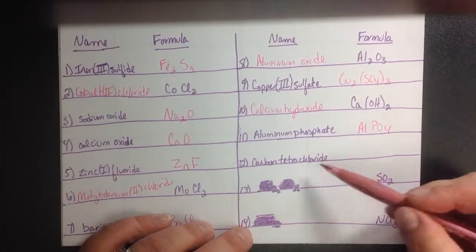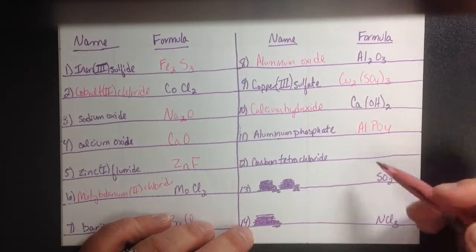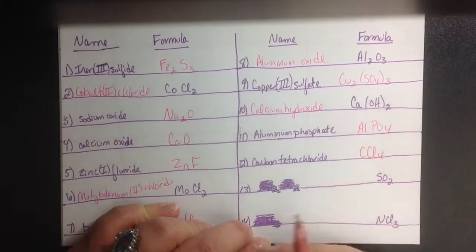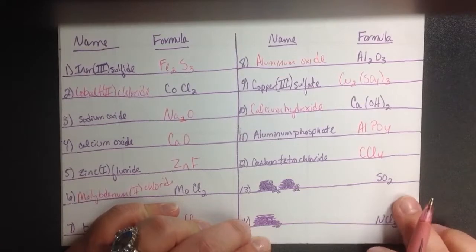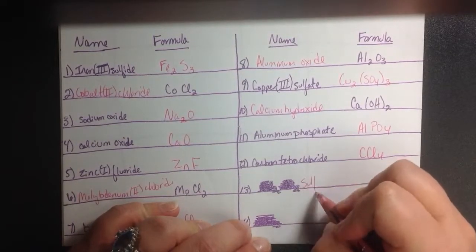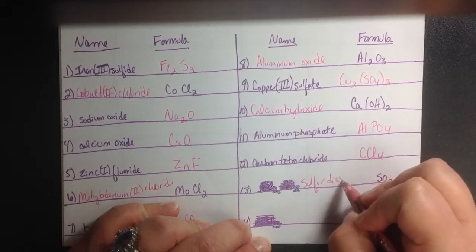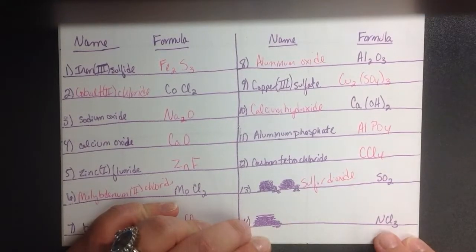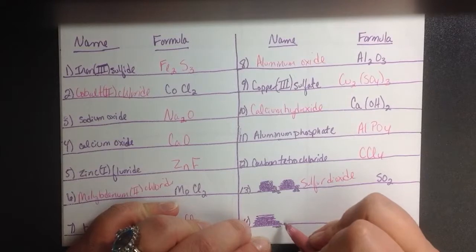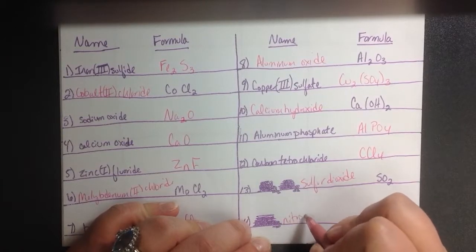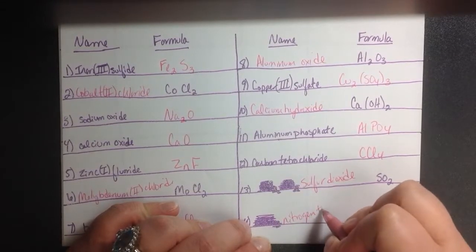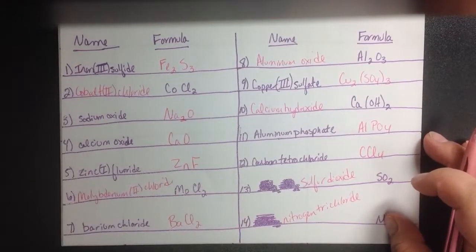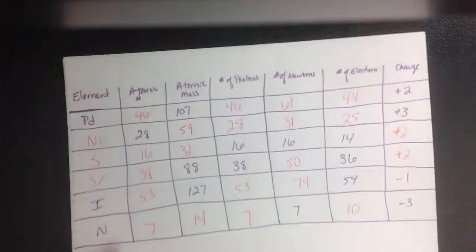Now we've moved on to covalent compounds. Carbon tetrachloride is CCl4. This is sulfur dioxide. And this is nitrogen trichloride. Okay, page 2.